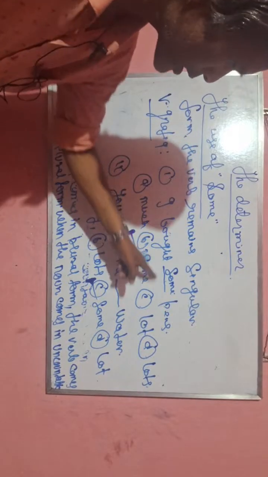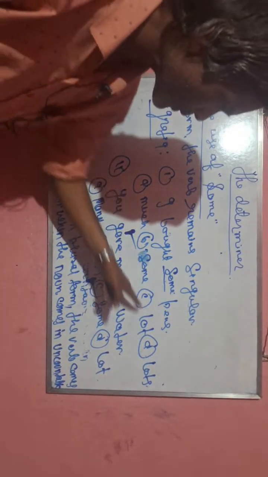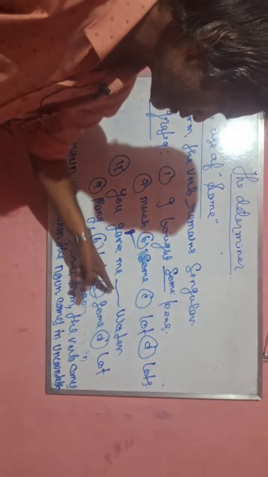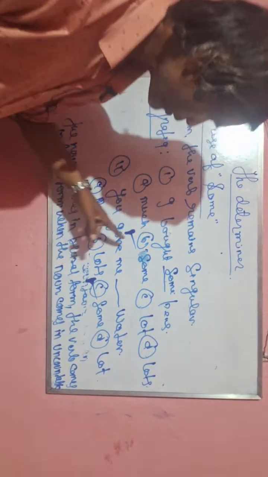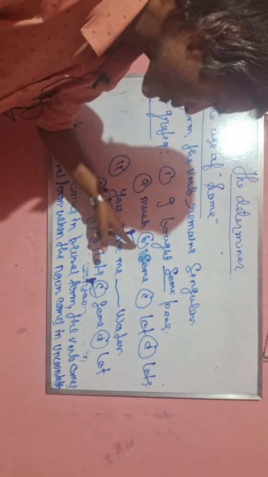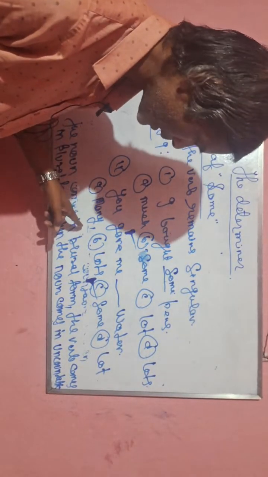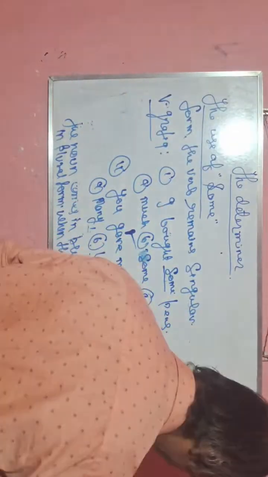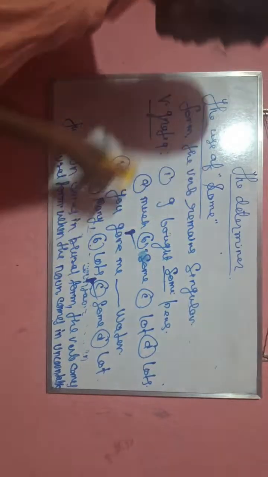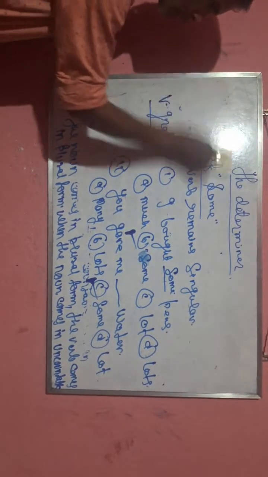I bought some pens, therefore some, much, a lot, lots. You gave me dash water, many, lots, a lot. Okay, the option in the first example, option B, is correct. In the second example, option C is correct. Okay, do you understand? Or do you fail to understand? Try to grasp.